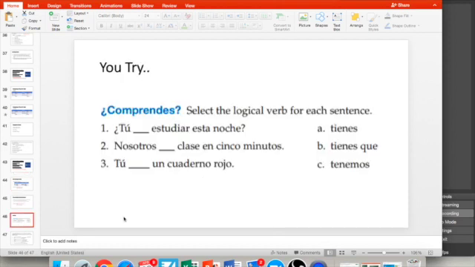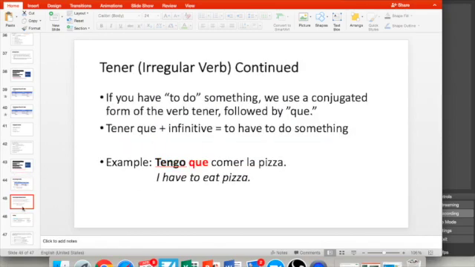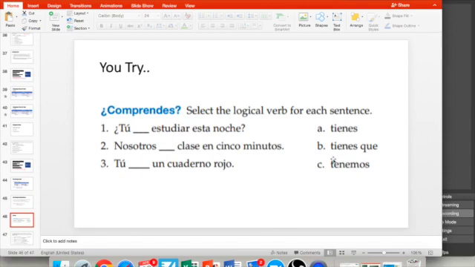Number 2 tells us that nosotros blank clase en 5 minutos. We're saying that we blank class in 5 minutes. So we have class in 5 minutes or we have to class in 5 minutes. Hopefully you're saying we have. We're going to take the tener form that goes with nosotros, and that should be tenemos. So our answer here for number 2 should be C. Nosotros tenemos clase en 5 minutos.